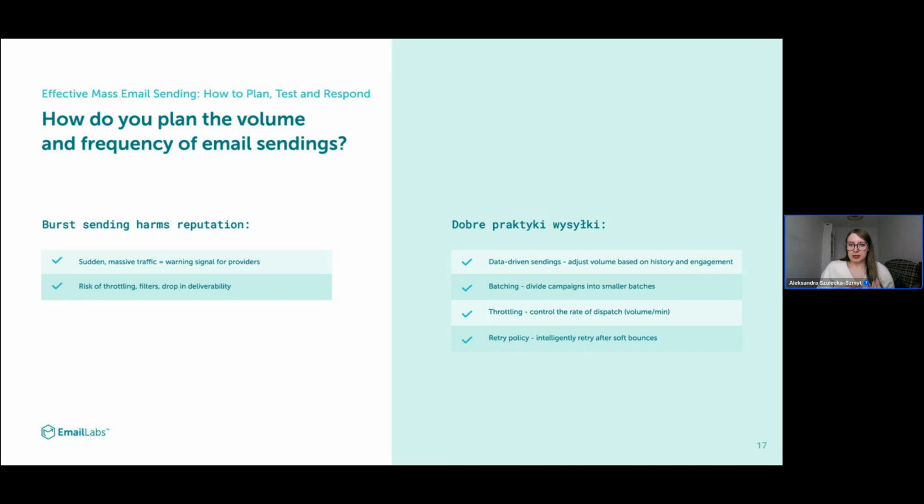What are the good practices of sending? Batching, so sending large volumes in smaller parts. You have to control the rate of the sending. So if you're using an email service provider, they have their own rates, so make sure to adhere to that. And the retry policy, you have to be smart. If you have some soft bounces, make sure not to retry them that much, so you don't receive more bounces.